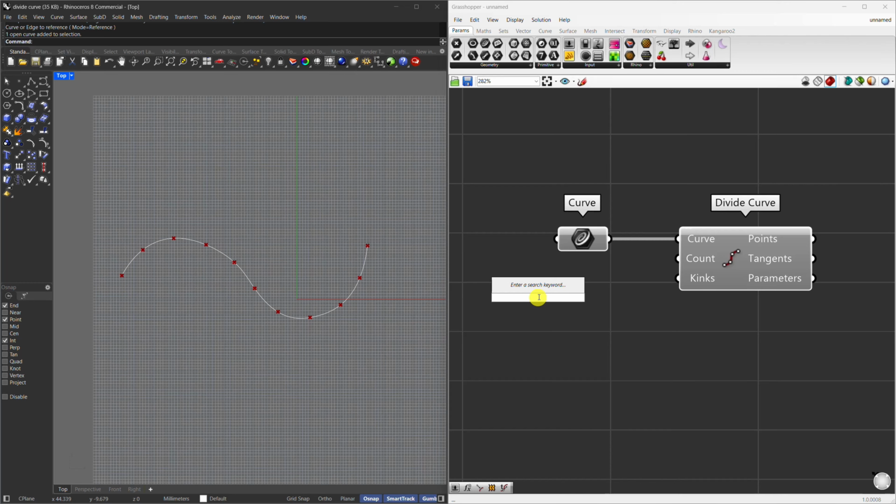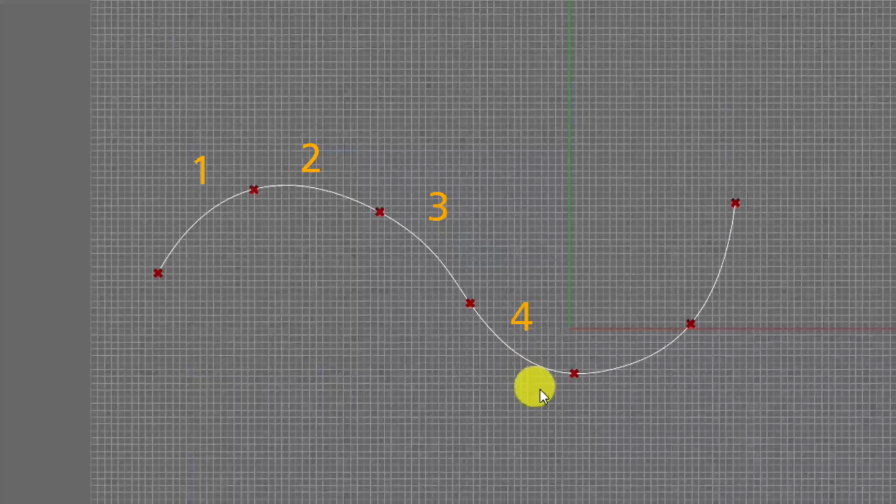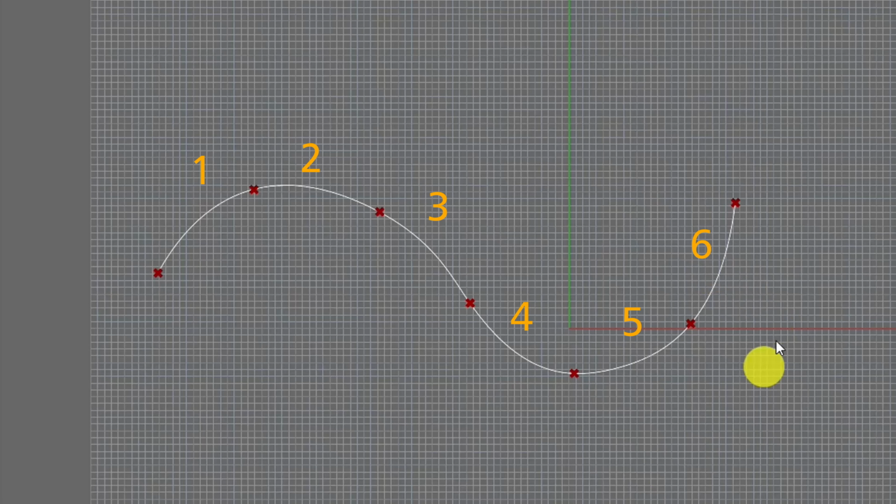For that, we will use, let's say, 2 divisions, 3, 4, 5, whatever it is, it will divide into that many segments. Always remember, the number of points will always be plus 1. There are 6 segments: 1, 2, 3, 4, 5, 6. But there are 7 points: 1, 2, 3, 4, 5, 6, 7. So whenever you are inputting the count, it is always the segments.